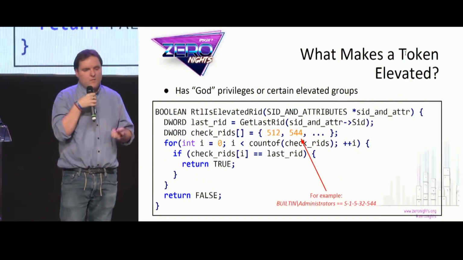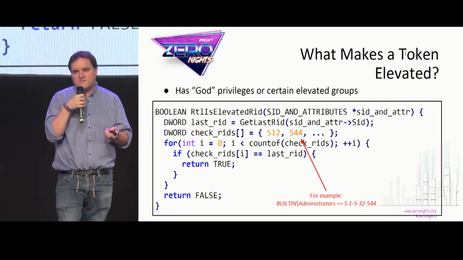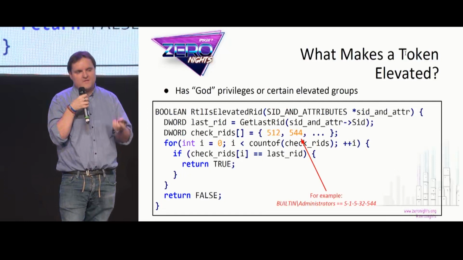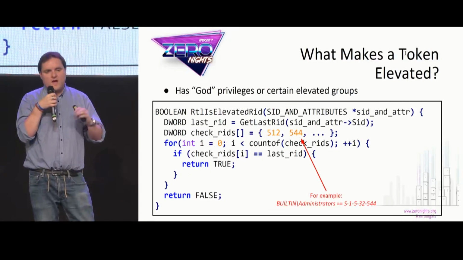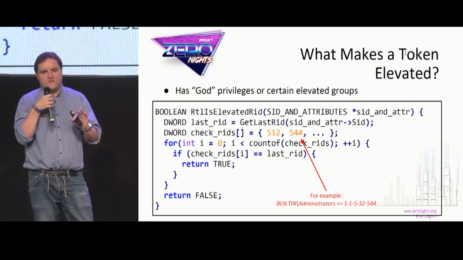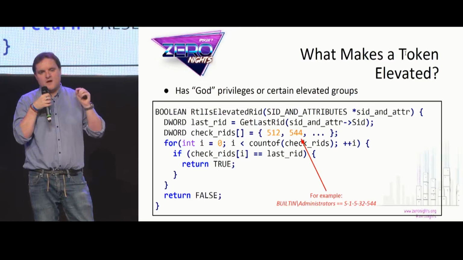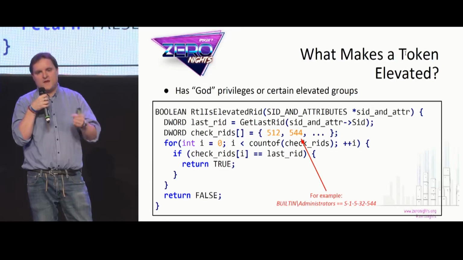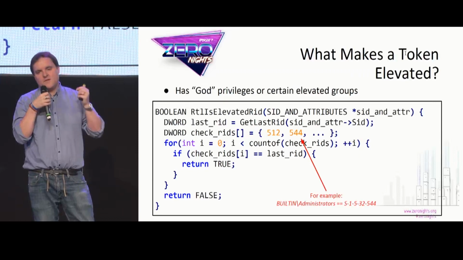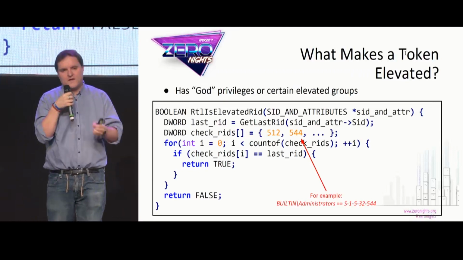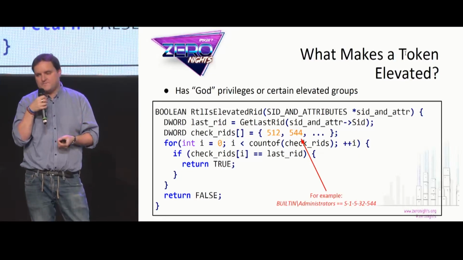So you think, okay, what makes a token elevated? What is it about that token which Windows considers it to be an elevated token? Well, the first one is, do you have any of those God privileges in your token? Do you have debug privilege, for example? You probably can't enable it, because if you're running as medium IL, you can't enable the debug privilege, because it's a God privilege. But just the actual presence of that privilege being there is enough to be considered elevated.